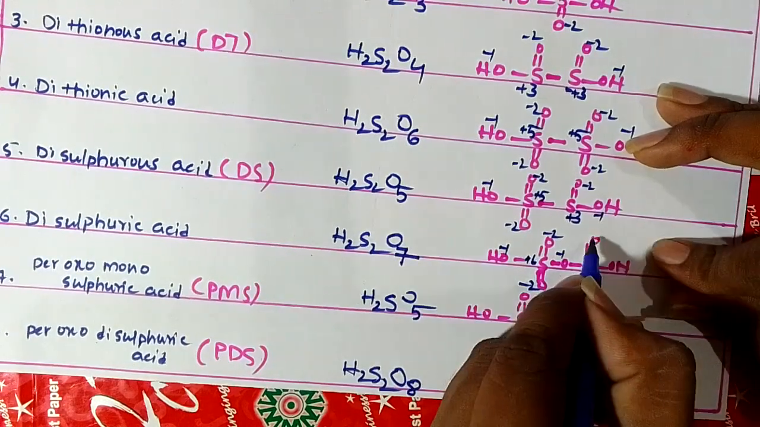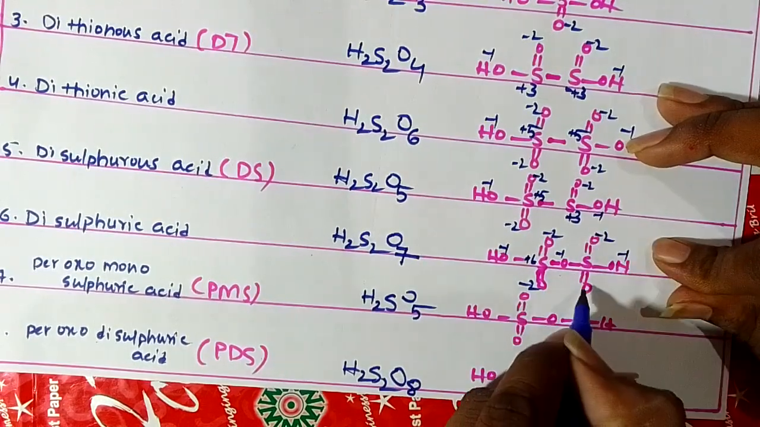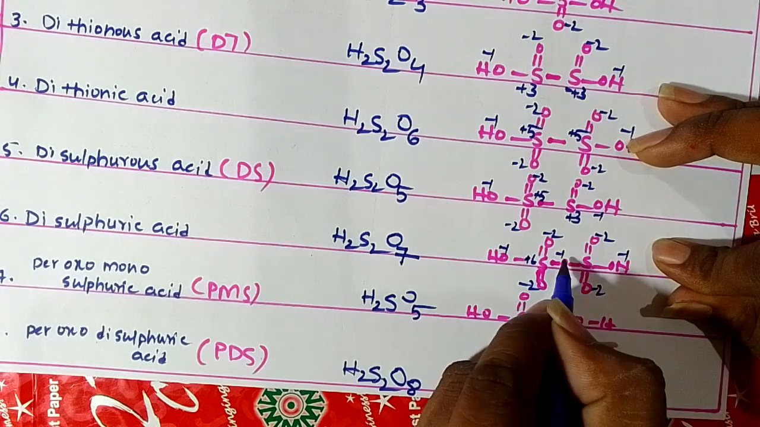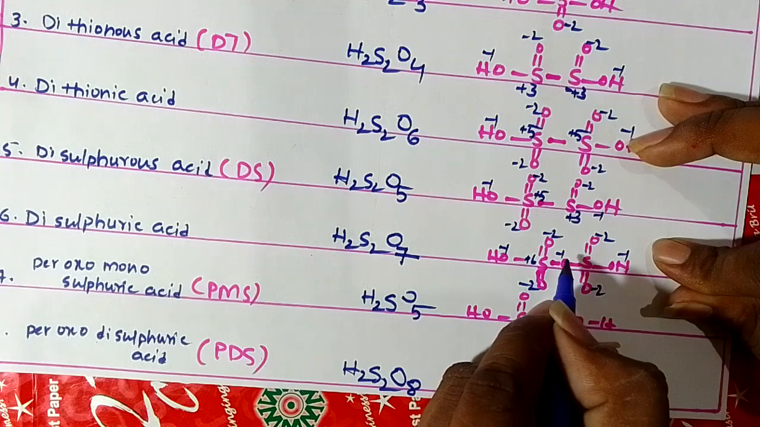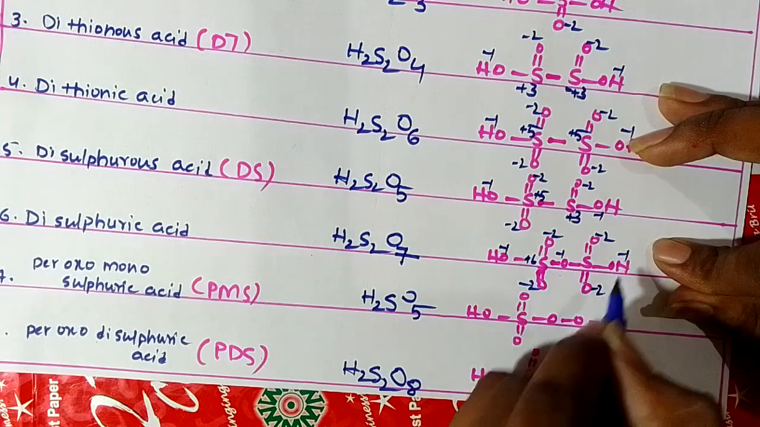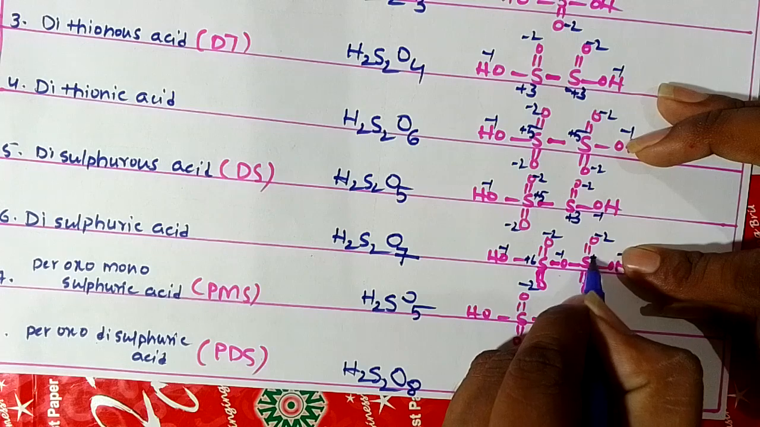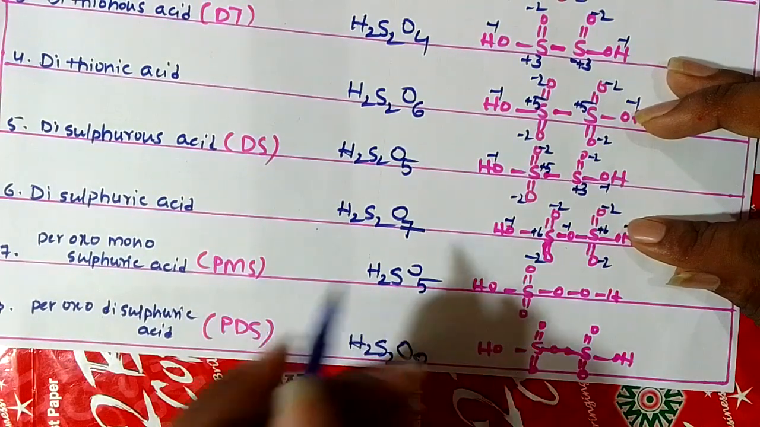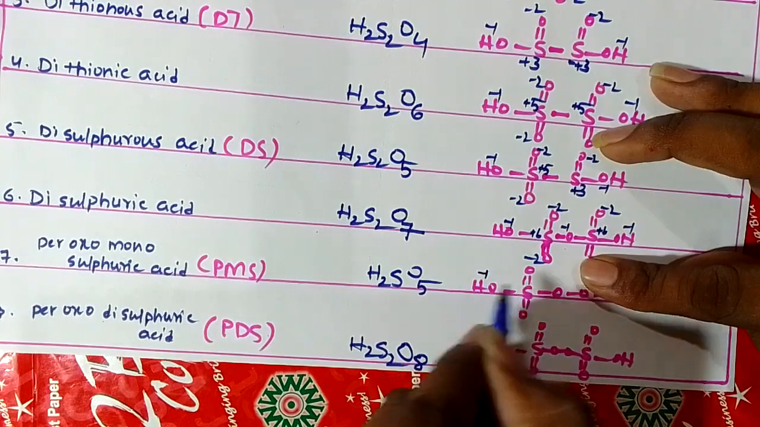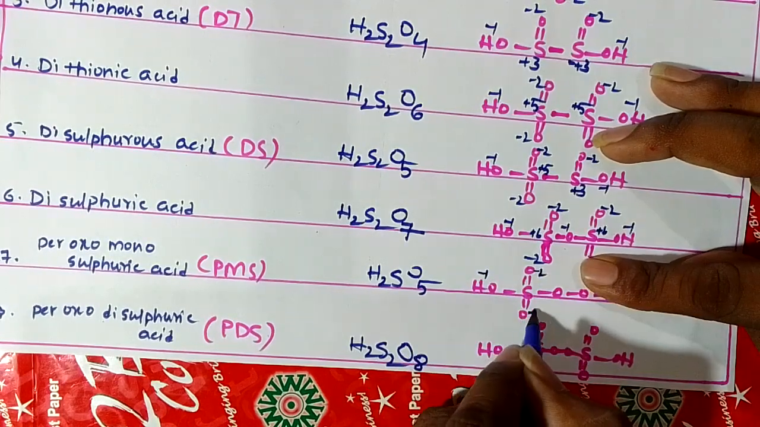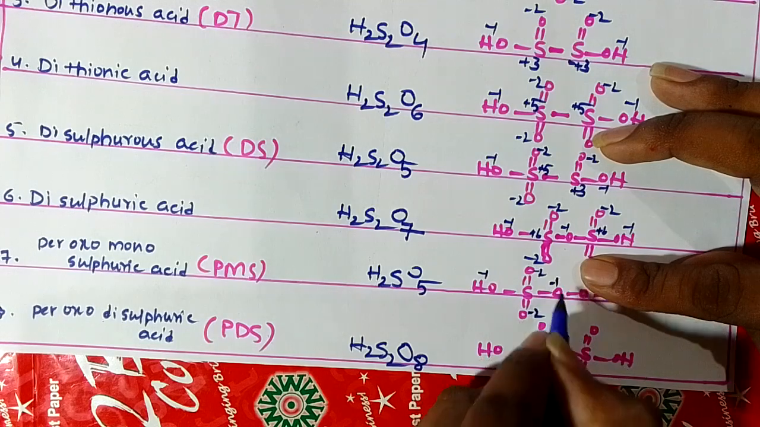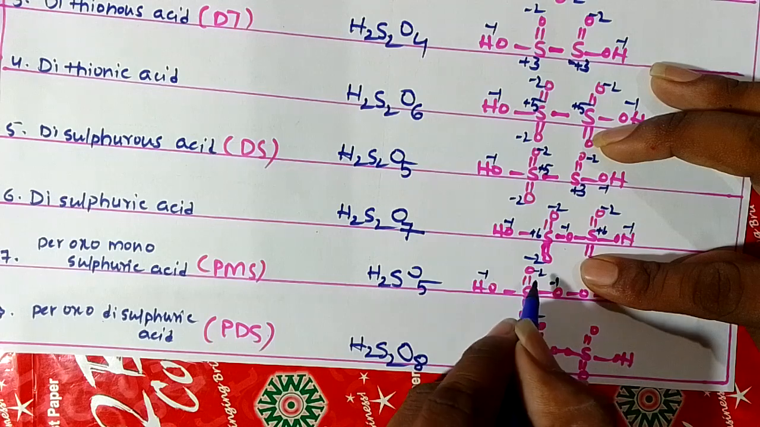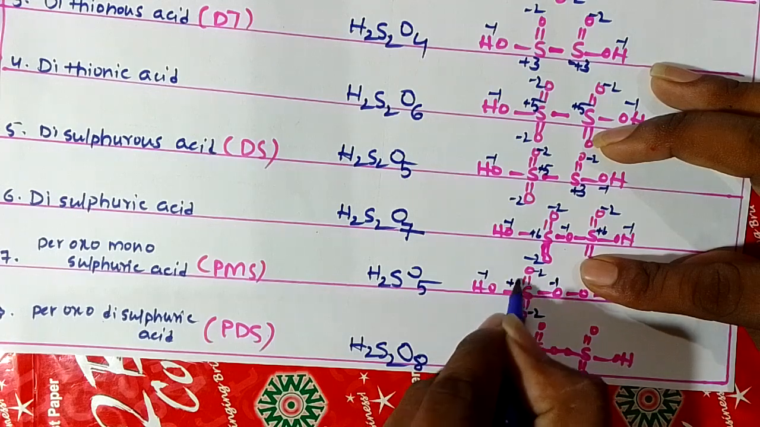Now coming to this sulfur, double bond O -2, hydroxide -1, double bond O -2. The single bond O is -1, single bond O -1. So the total is -1, -3, -4, -6. So the oxidation state is +6. Now coming to peroxymonosulfuric acid, the formula is H2SO5, and hydroxide -1, double bond O -2, double bond O -2, single bond O -1. So these are attached to the central atom. So -2, -3, -5, -6. So the oxidation state is +6.